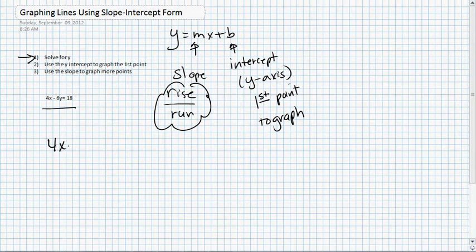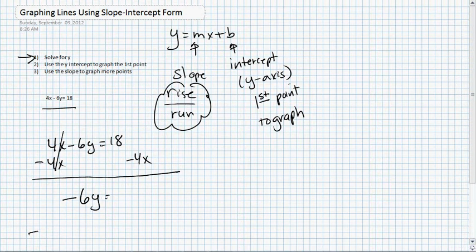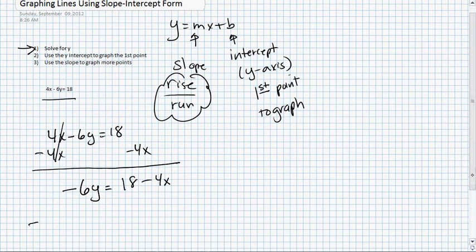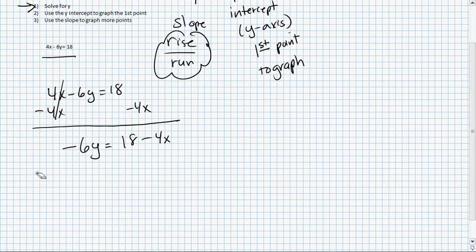4x minus 6y equals 18. And I need to get it into y equals mx plus b form, which means I need to solve for y. So I'm going to subtract 4x on both sides of my equation. And I'm left with negative 6y on the left, 18 take away 4x on the right. Still need to divide everything, each term, by negative 6 to get y by itself.